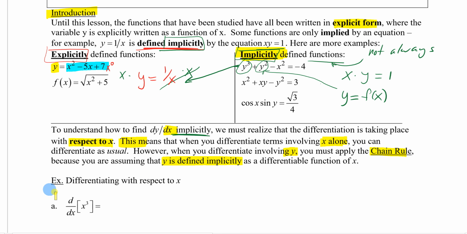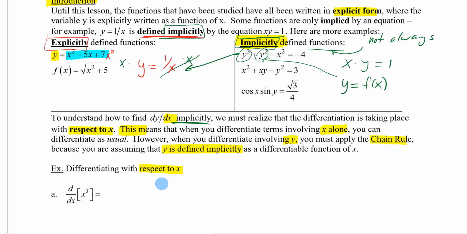So let's go ahead and begin with our first example. Let me just show you how to differentiate with respect to x. So differentiating with respect to x, let's go ahead and begin with the first example.